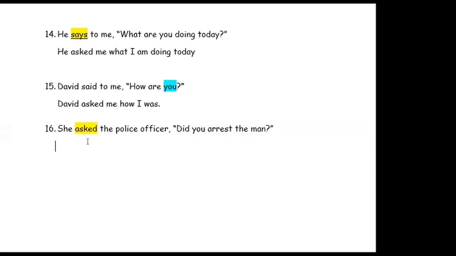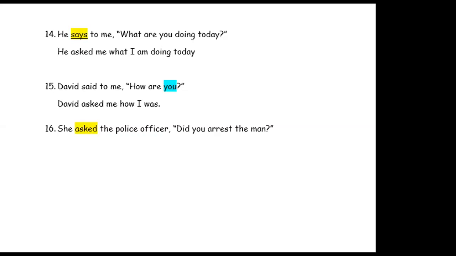She asked the police officer, "Did you arrest the man?" And I'd like all of you to try this one, all the 3 groups that I mentioned. So first, ask yourself, what is the tense of the sentence? The introductory verb is asked, so it is in the past tense. Christopher said she asked the police officer whether he arrested the man. That's one way of saying it. Excellent.